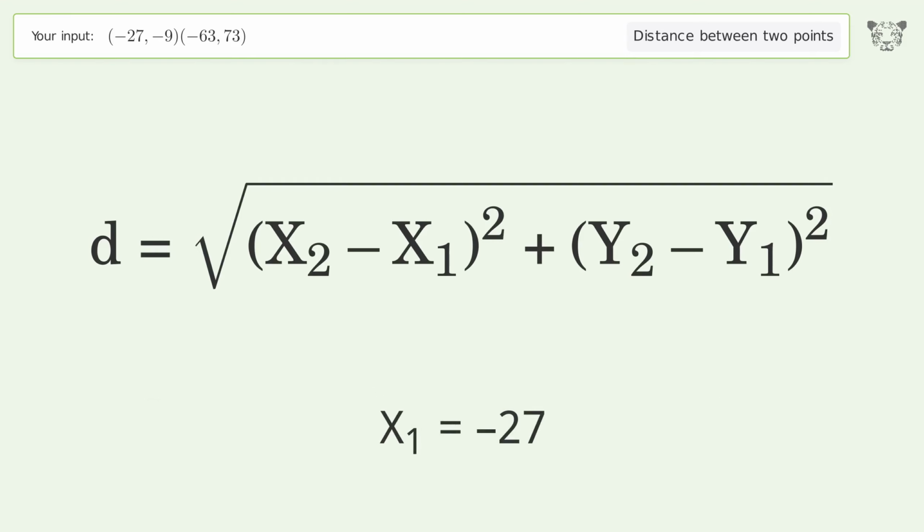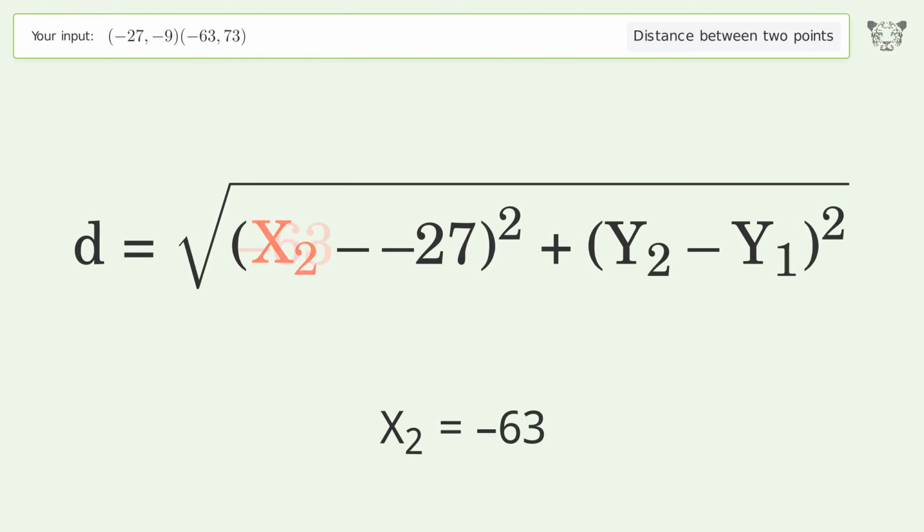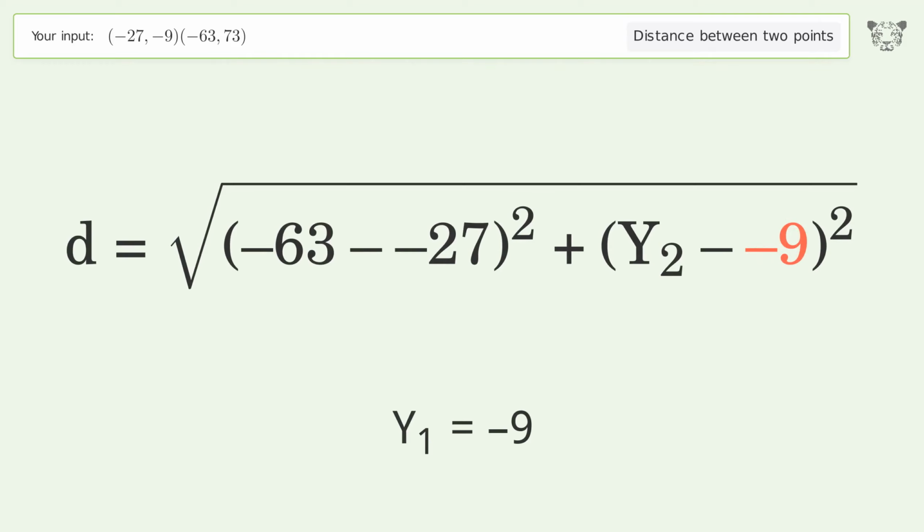x1 equals -27. x2 equals -63. y1 equals -9. y2 equals 73.